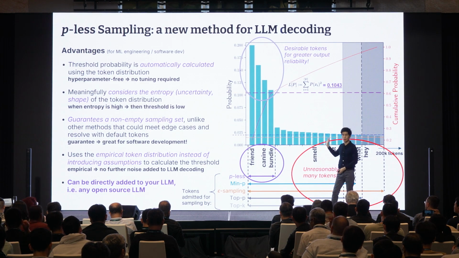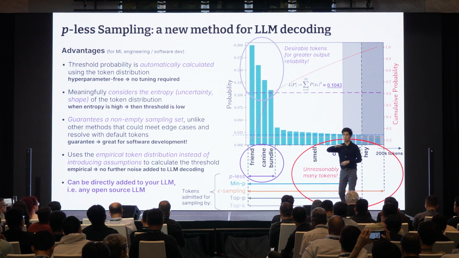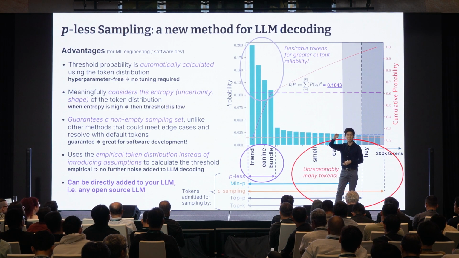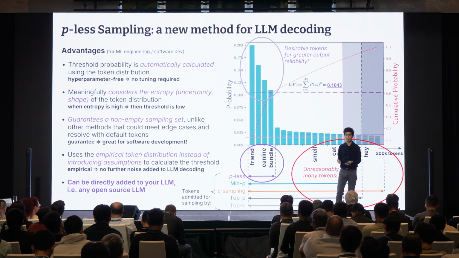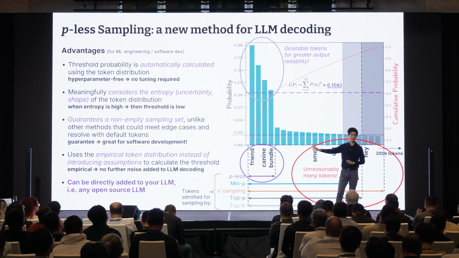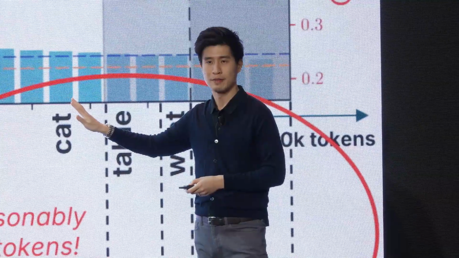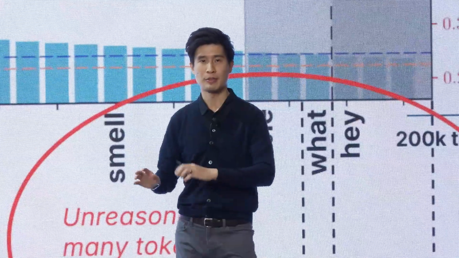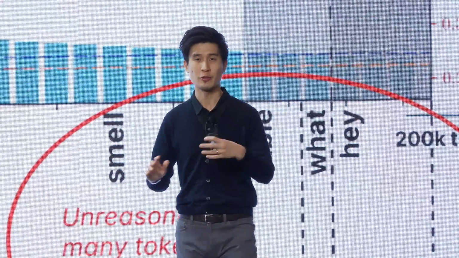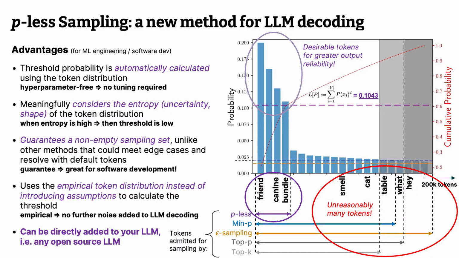While other methods, like what we saw earlier, if the epsilon sampling, which is a minimum probability, is too high, there might be no tokens that satisfy that. And therefore, you end up with an empty set, producing some exceptions. Right? And this uses the empirical token distribution. You do not need to assume hyperparametric distributions that will introduce more noise to your LLM generation. And of course, it can be directly added to your LLM if you are using any open source LLM.